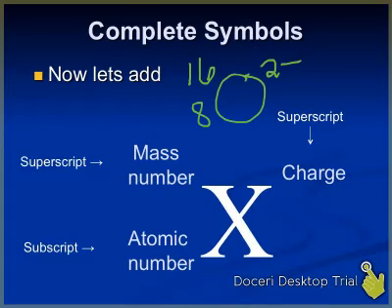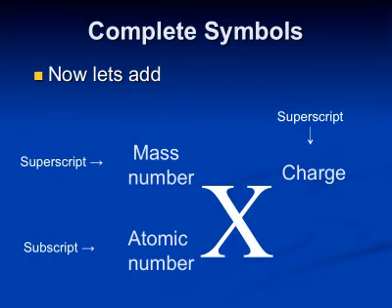This is not how we write an ion. This is a complete symbol. Does everybody see the difference between writing an ion and writing a complete symbol? All right, so let's do some practice.